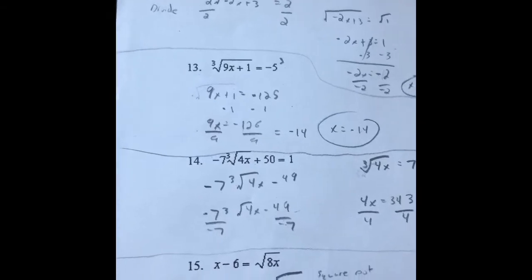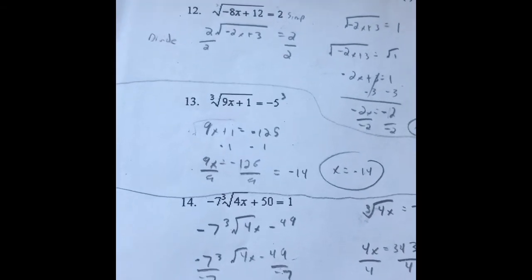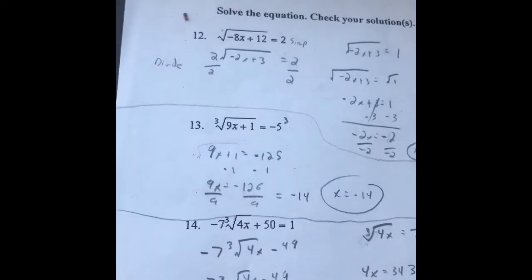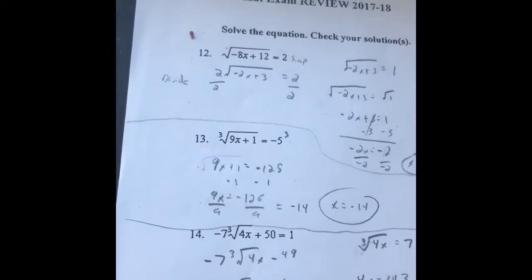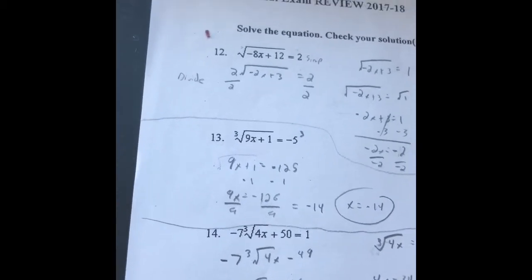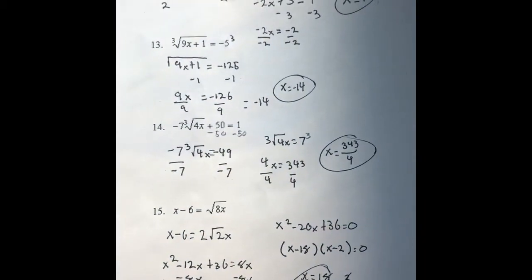For 13, you move the cube to the right side, so then you have 9x plus 1 equals negative 125. Then you subtract 1, and that'll leave you with 9x equals negative 126. You divide by 9, and you get negative 14. x equals negative 14.